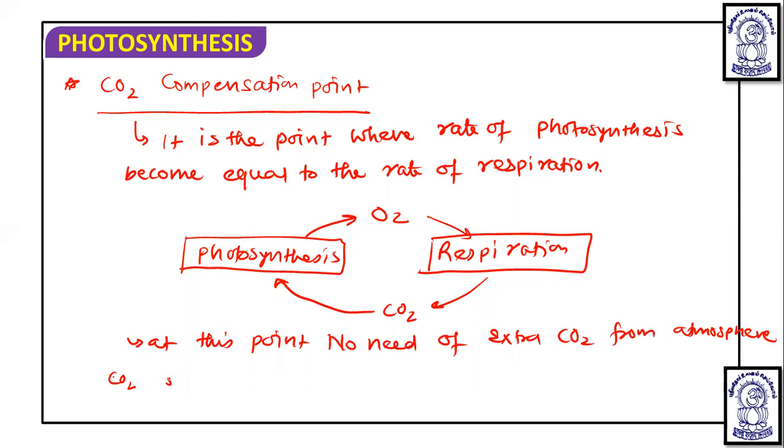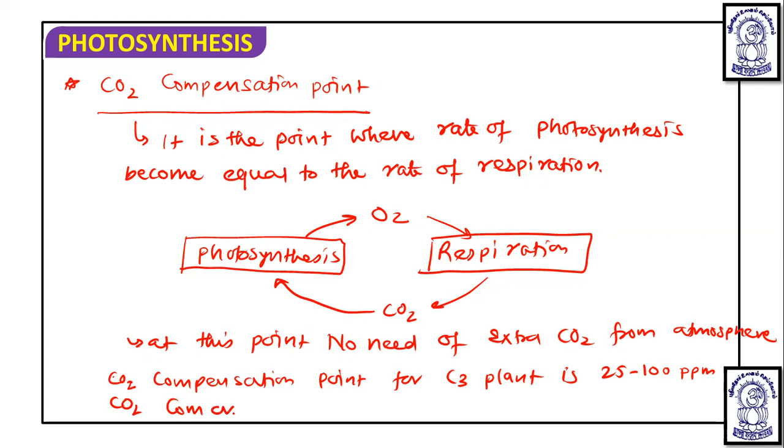So the CO2 compensation point for C3 plants is 25 to 100 parts per million, and the CO2 compensation point for C4 plants is 0 to 10 parts per million.